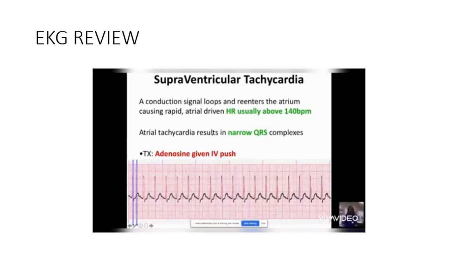Your SVT. You have a firing and it re-enters the atrium, literally comes back. Okay, so that's what causes that rapid firing. Okay, it's like an extra drive. So of course their heart rate is going to be like 140 or greater. Okay, and that's what causes that narrowness. Drug of choice, adenosine. Okay, so that's our drug of choice. Give it IV push. Okay, for this, and this strip is very easy to ID, okay? So you can see here, this is the atrial problem happening, okay?